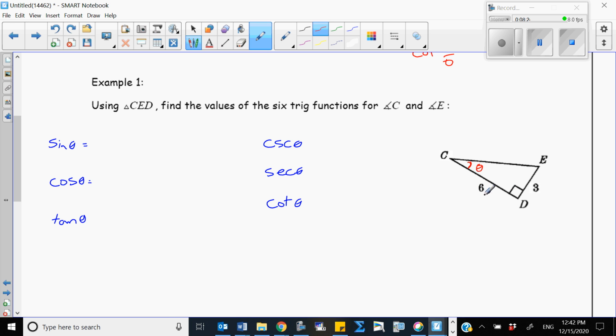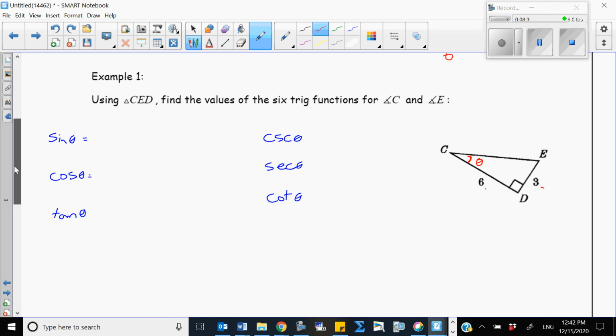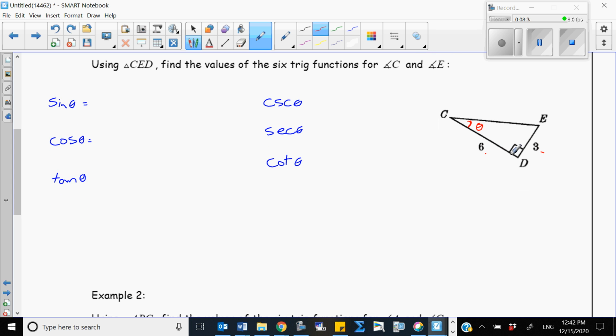Here I have this one, 6, and the other one, which is 3. I don't have the hypotenuse. How do I find the hypotenuse? Using the Pythagorean theorem. According to the Pythagorean theorem, the sum of the squares of the 2 legs, which are these two, is equal to the square of the hypotenuse. So I'm going to write 6 squared plus 3 squared is equal to, let's call this x for now, that's what we are looking for, x squared.